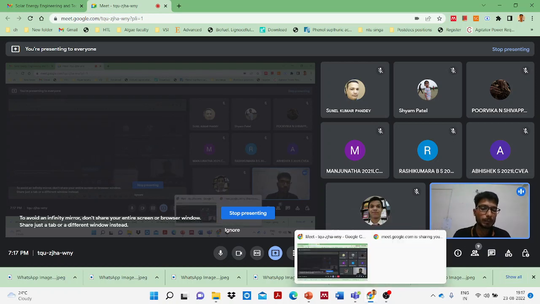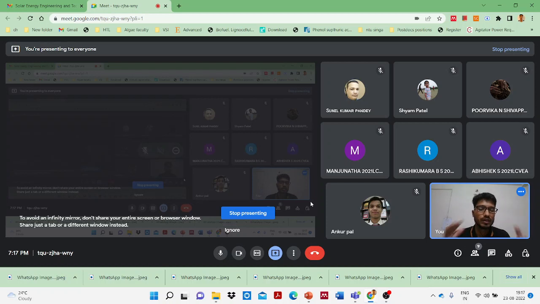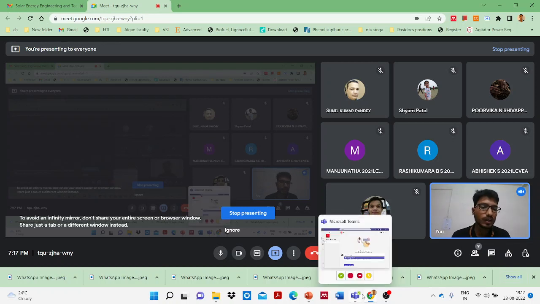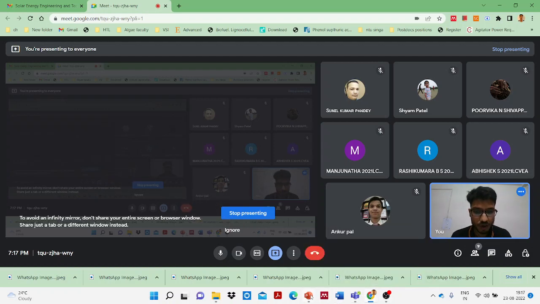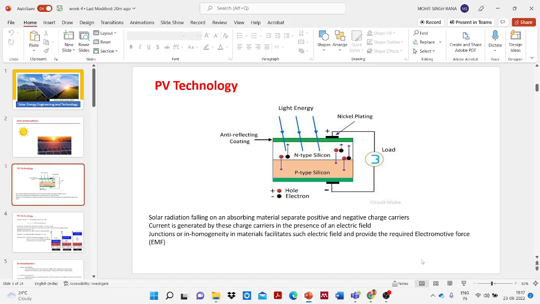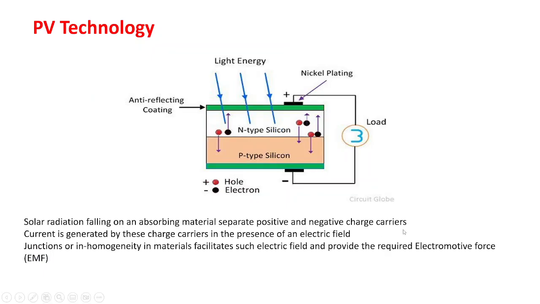Okay, so what happens when light falls on any material or substance? The material will absorb the radiant light, and the electrons and holes, or the positive and negative charges, will get separated. Once they get separated, some phenomena that can support photovoltaics will occur. So how does it take place? Solar radiation will fall on any absorbing material, as we can see in this picture, and it can separate the positive and negative charge carriers.